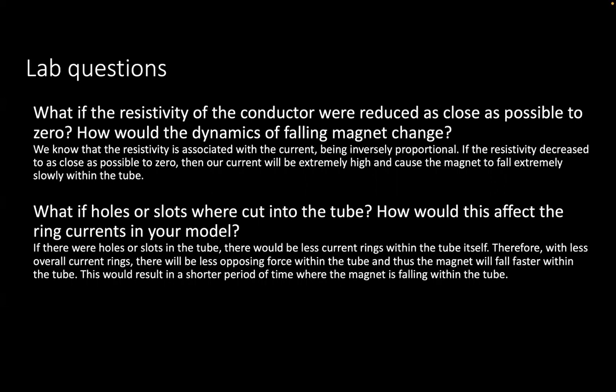For the second question, we said that if there were holes or slots in the tube, there would be fewer current rings within the tube itself. Therefore, with fewer overall current rings, there will be less opposing force within the tube, and thus the magnet will fall faster within the tube. This would result in a shorter period of time where the magnet is falling within the tube.